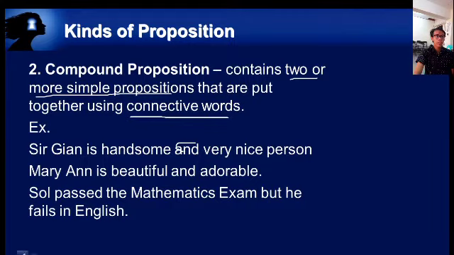So kung napapansin po ninyo, class, meron na siyang another complement or another words na may connective word, na kung saan pwedeng mag-describe doon sa subject mo. Then, Marianne is beautiful and adorable. Then, Saul passed the mathematics but he fails in English. So ibig sabihin, when we say compound, dinugtungan na siya ng another term or another proposition na pwedeng bumuo ng isang propositional form.